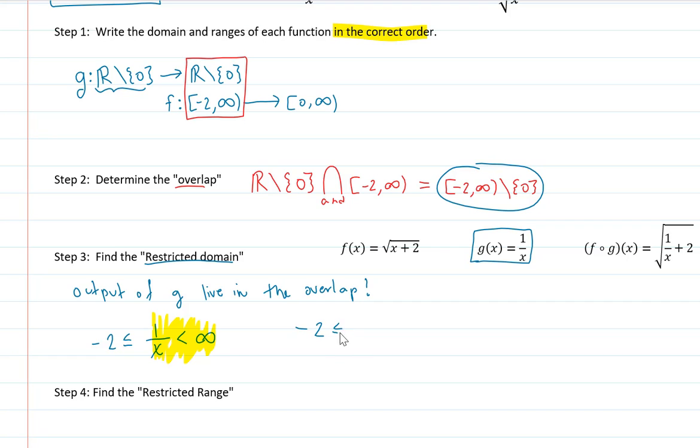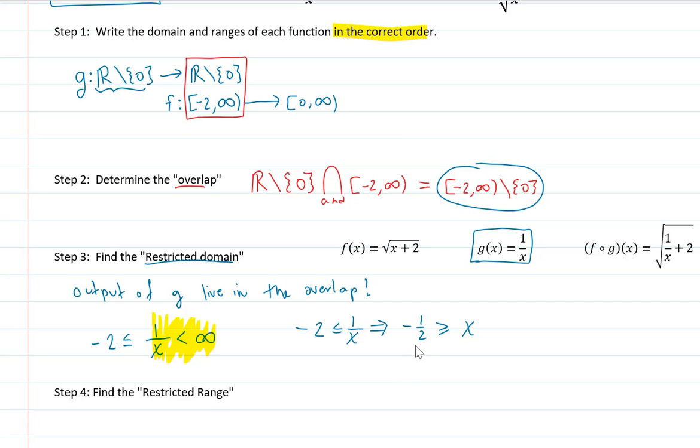-2 is less than or equal to 1 over x. That implies that, well, let's reciprocate. -1 over 2 is the reciprocal of -2, and the reciprocal of 1 over x is x. And if I reciprocate an inequality, I have to reverse the inequality as well. Okay, well, we've almost found the restricted domain. If you're going to make a mistake on this, well, it might be on this part, because this is really the challenging part to think about.